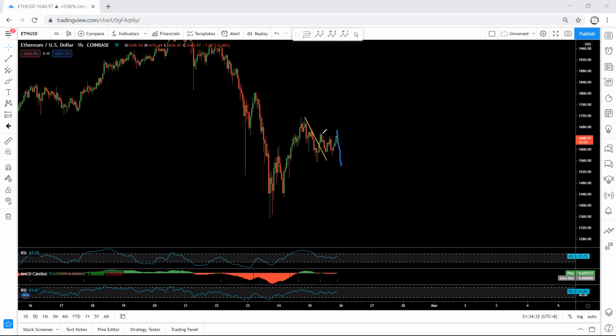At least then from there we can confirm, okay, this is a correction relative to this, and with one more drop we can confirm this correction is almost finished. Then from there we look for buy.